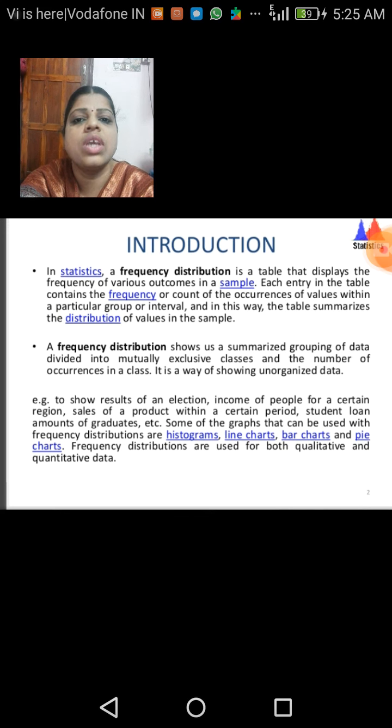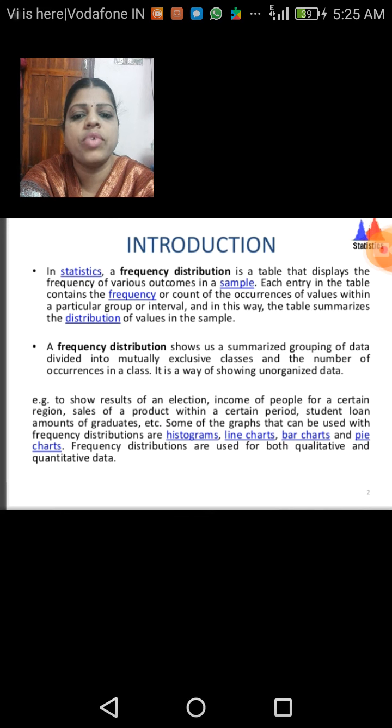Each entry in the table contains the frequency or the count of the occurrences of the values within a particular group or interval, and in this way the table summarizes the distribution of the values in the sample.